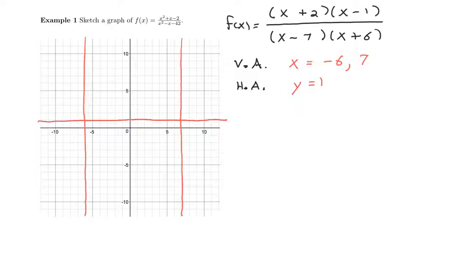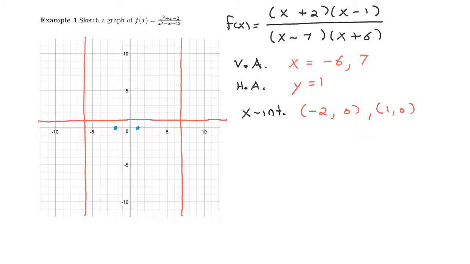If I want the x-intercepts, that's going to be wherever the numerator is equal to 0. And because it's factored, I know both negative 2 and 1 make the numerator 0, so there's actually 2 x-intercepts. So that was negative 2 and 1.